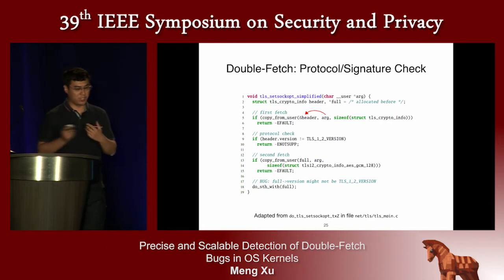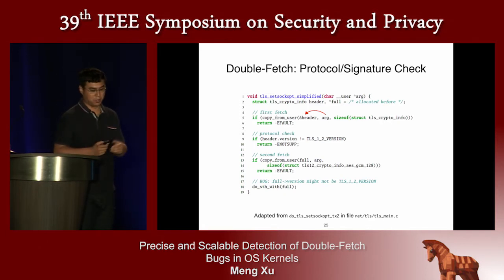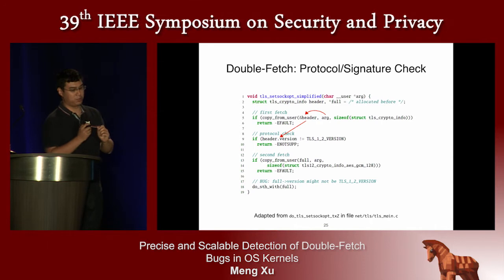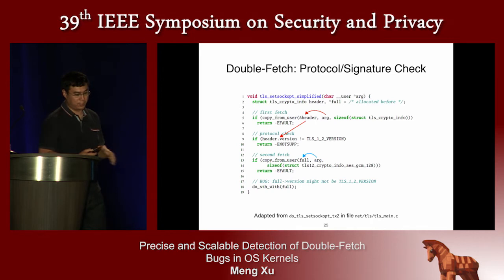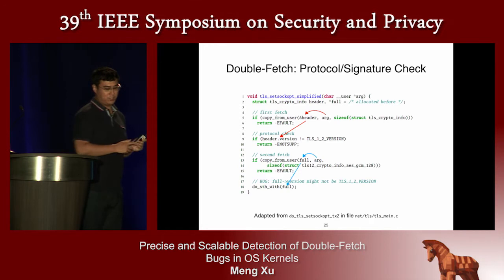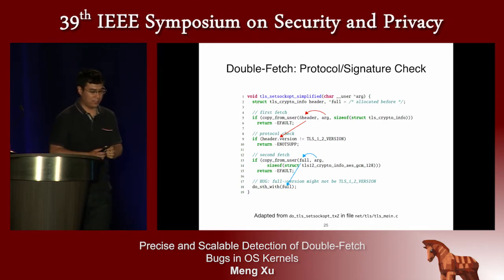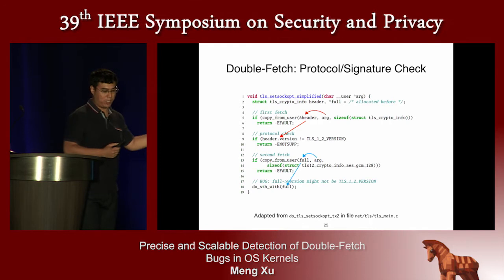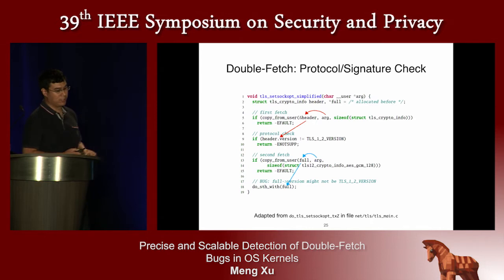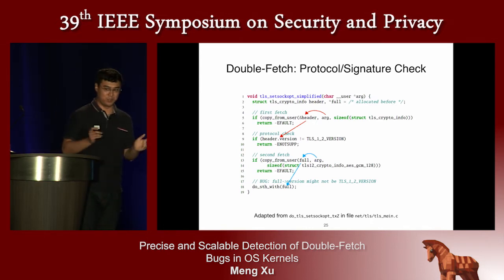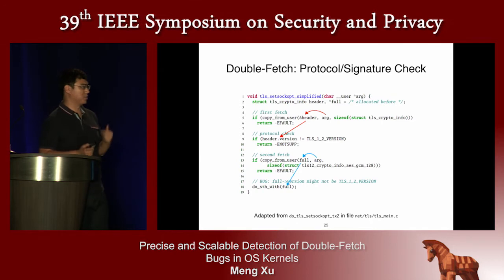Another example is how they do protocol checks or signature checks. They basically want to early reject the message. So they copy the header and verify that the header must be, say, TLS 1.2. And if not, it just returns an error. And if yes, then you do the second fetch and do something with the full message. But what is not expected is that after you do the first fetch and while you're doing the protocol check, this TLS 1.2 version can be changed in the header. So you can basically use any kind of TLS 1.1, 1.0, something else.